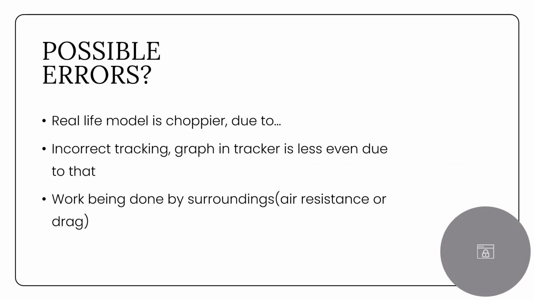Okay. Possible errors: my real life model is choppier due to incorrect tracking, so the graph in Tracker is less even, and work being done by the surroundings. This could come in the form of air resistance or drag. Obviously, in our ideal system, there is no work done by the surroundings, but we often know in real life that's not possible.